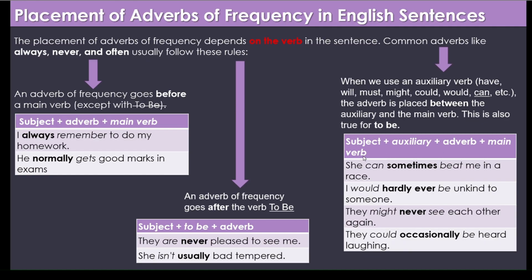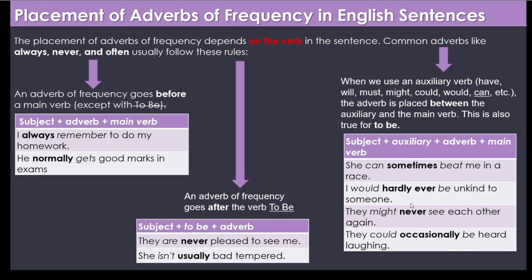Here we have can. Then we have the adverb and then the main verb. The adverb is between them. I would hardly ever be unkind to someone. Would, and then hardly ever, the adverb, and be, the main verb. So our adverb is between.